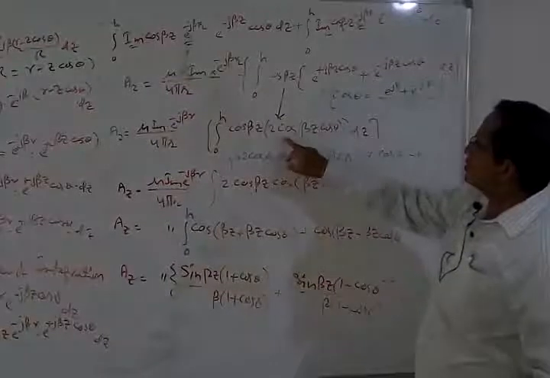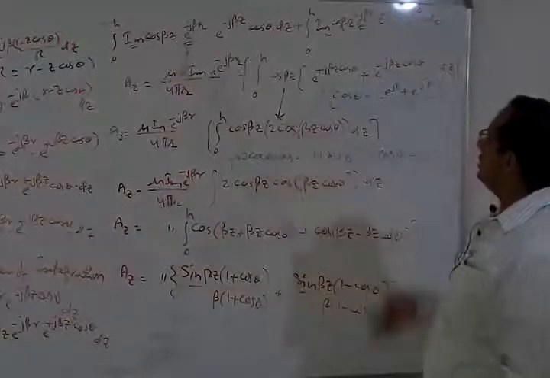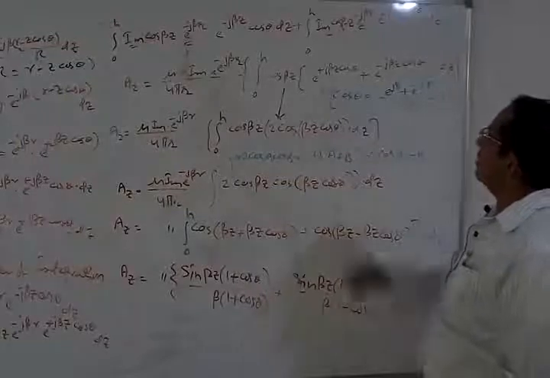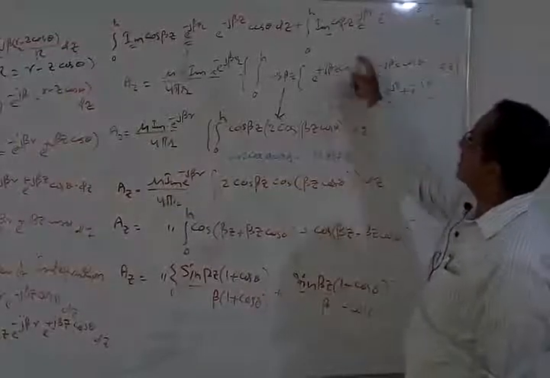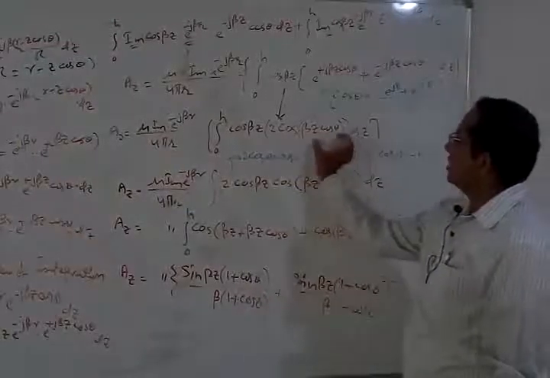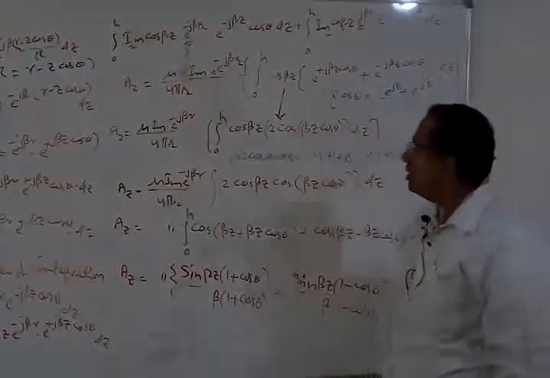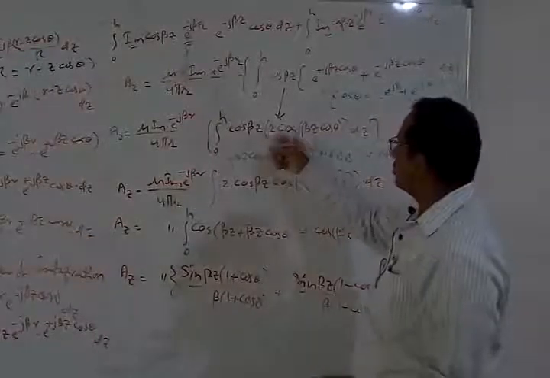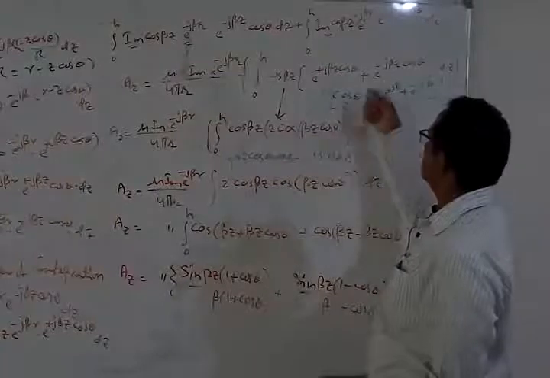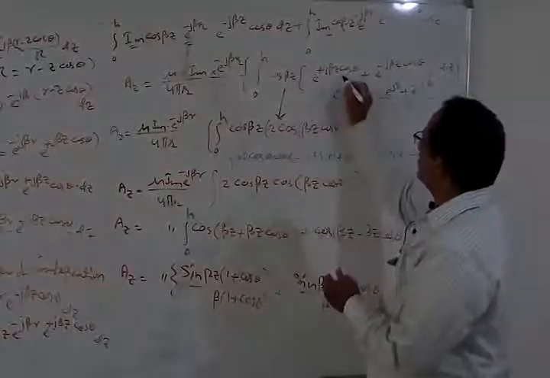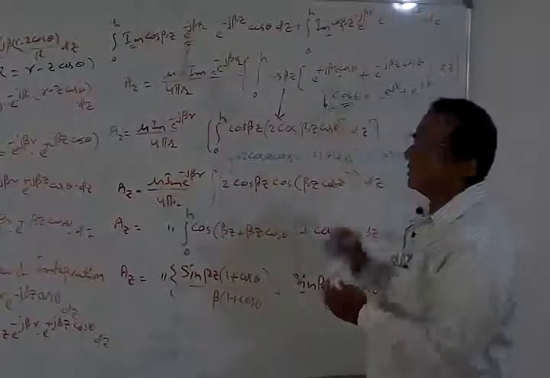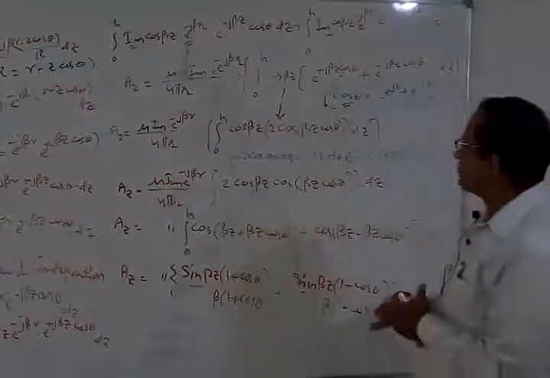So I can write this as 2 cos of, what is the theta value? The theta value is beta z cos theta here, representation. So for theta I am writing beta z cos theta. So the equation we got is 2 cos of beta z cos theta. So we have simply represented this using this particular trigonometric relationship.